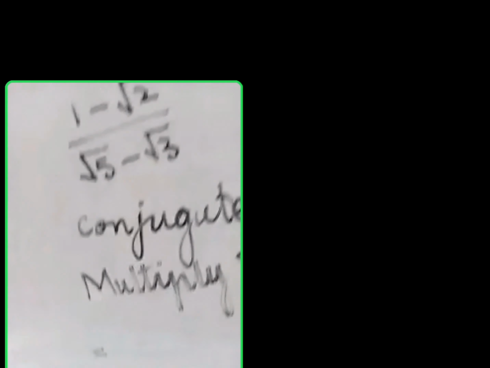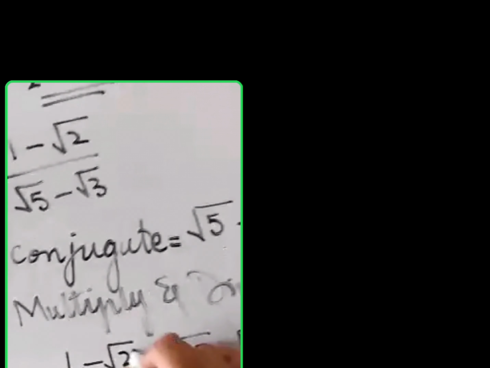Now it is 1 minus square root 2 divided by square root 5 minus square root 3 multiplied by its conjugate square root 5 plus square root 3 divided by square root 5 plus square root 3. Similarly, numerator's term will be multiplied by numerator. Don't forget to mark bracket. Bracket tells us that from here to here is one term. Then for the denominator, we will write down the formula, that is a plus b into a minus b.